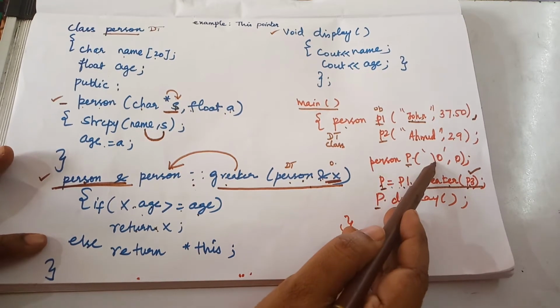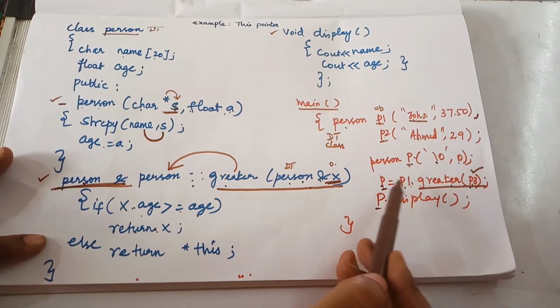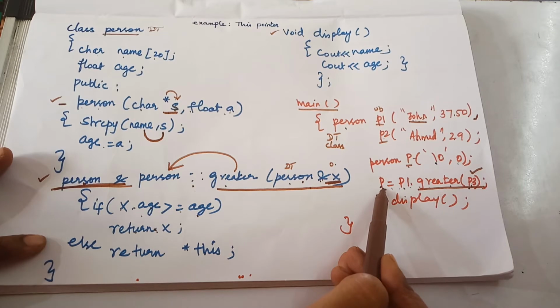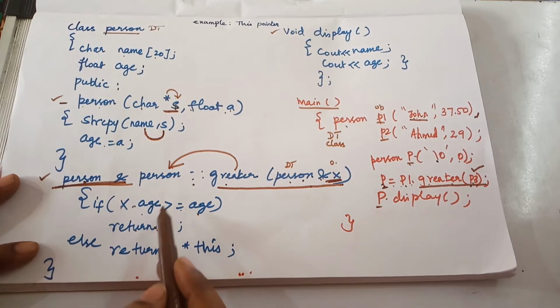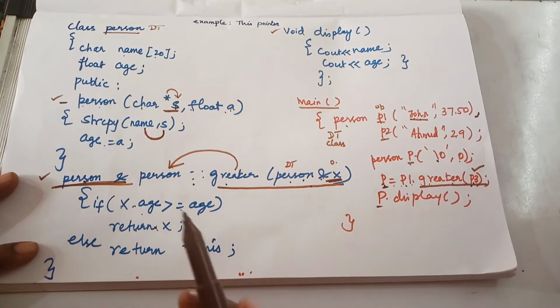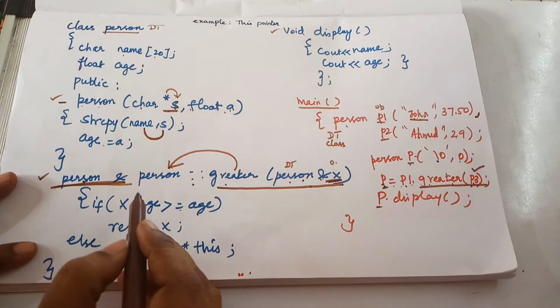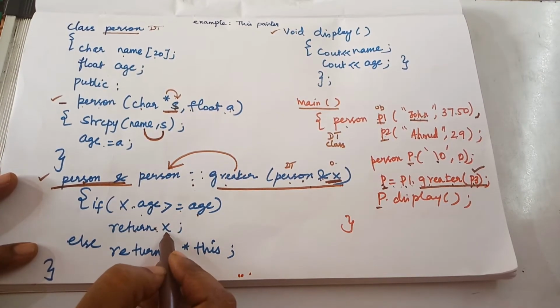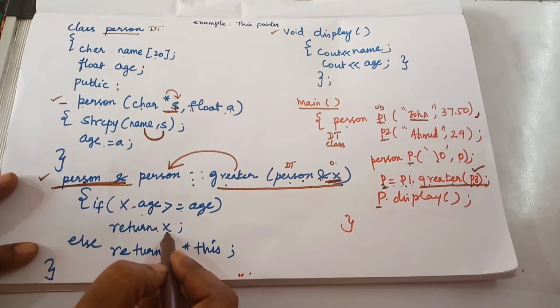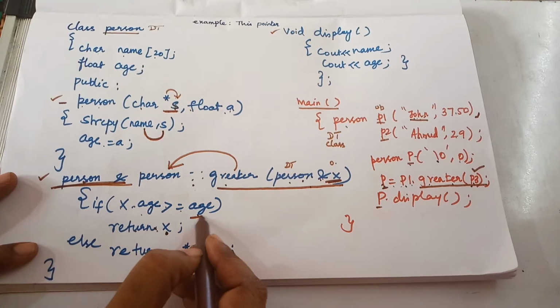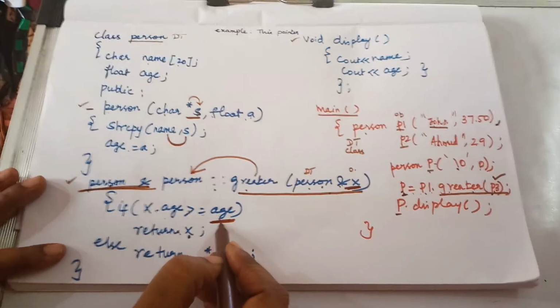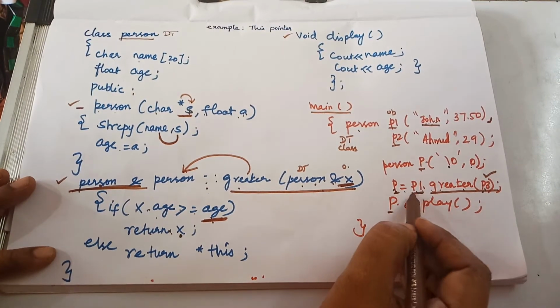Already p is a null character and age is 0. Now these are replaced by the greatest object. If it is not true, then return this. So return this means, if this is true, it returns a dummy variable which belongs to p3. Otherwise, it returns the value for which you are calling. So age represents your p1 for which you are calling.